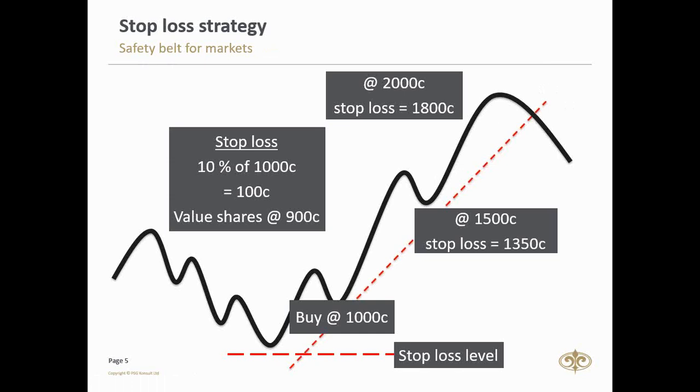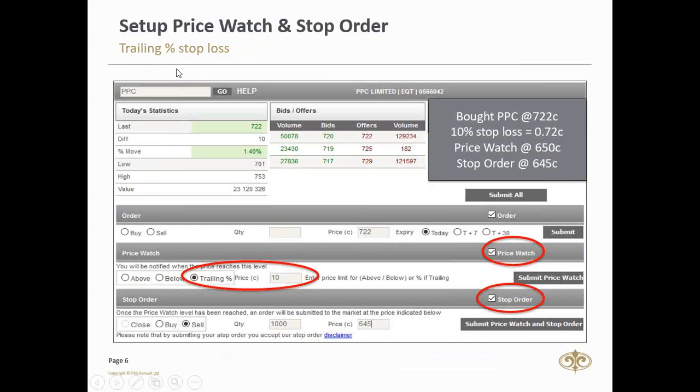Okay. This is how it works on our trading platform. So I suggest once you've bought the share, this is referring to equities now. Once you've bought the share and you hold it in your portfolio, then you come back to new order again and you select price watch and stop order together. They have to act together. So you use a trailing stop loss in this scenario and you decide on 10%.